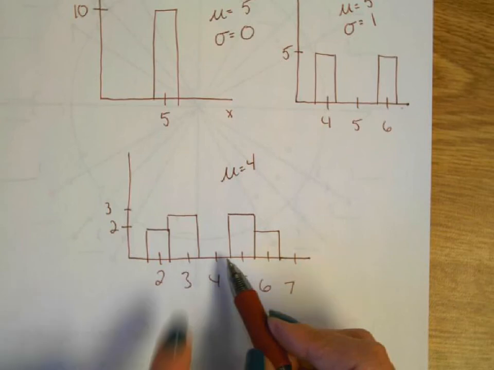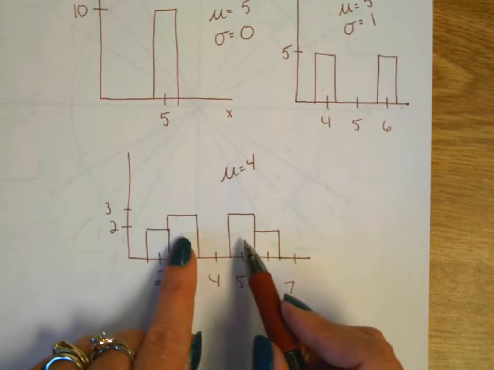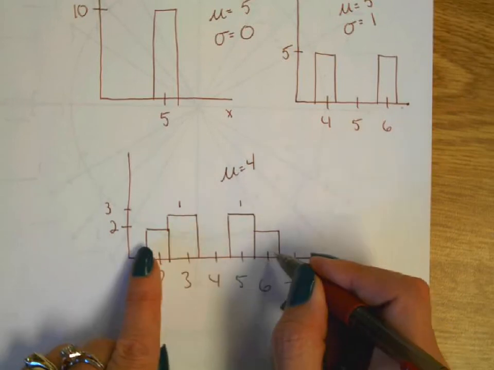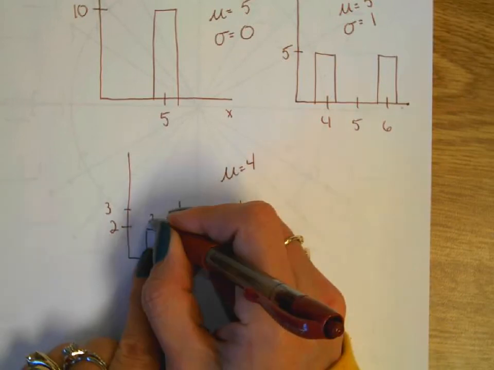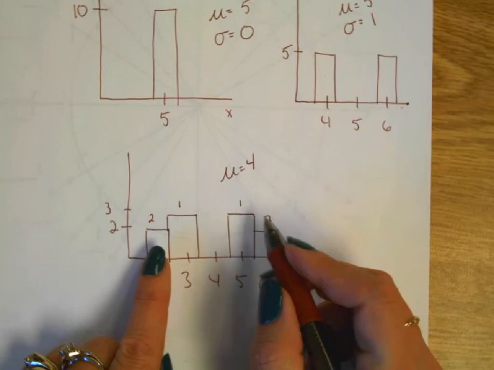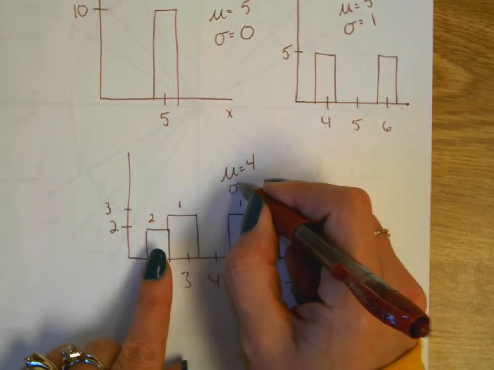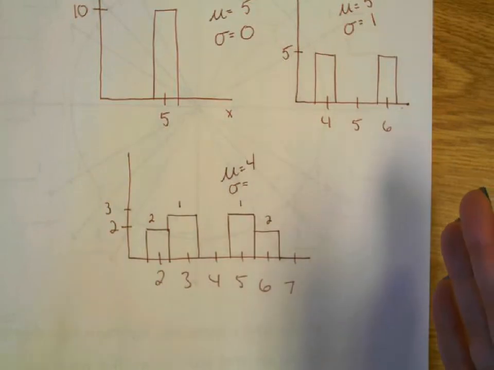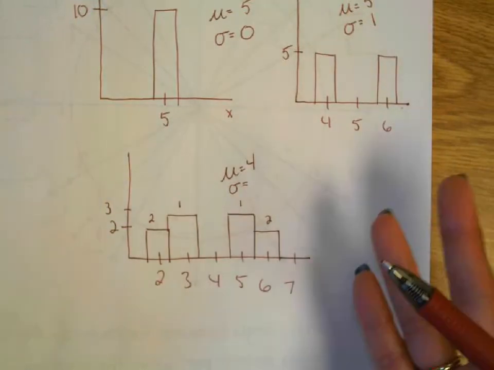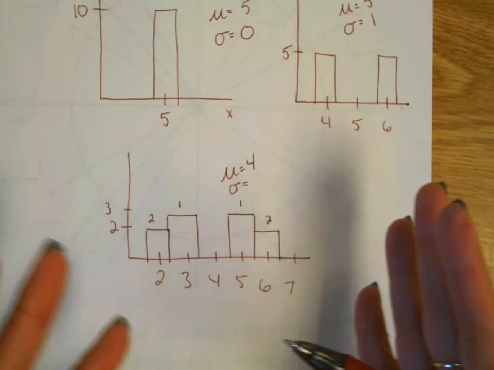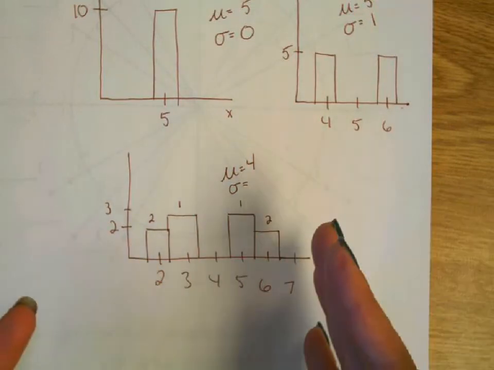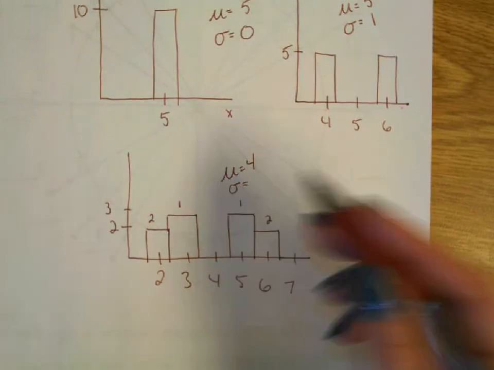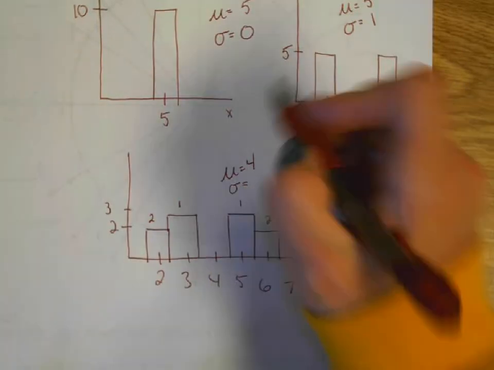Okay, now for standard deviation, well, think about it. The 3s and 5s are 1 away, but then the 2s and 6s are 2 away. And standard deviation means I'm going to average those distances away. So I've got 1 away and 2 away. So when I average 1s and 2s together, I'm going to get a number somewhere between 1 and 2. So for the estimate here, all I want you to be able to tell me is that it's going to be between 1 and 2.